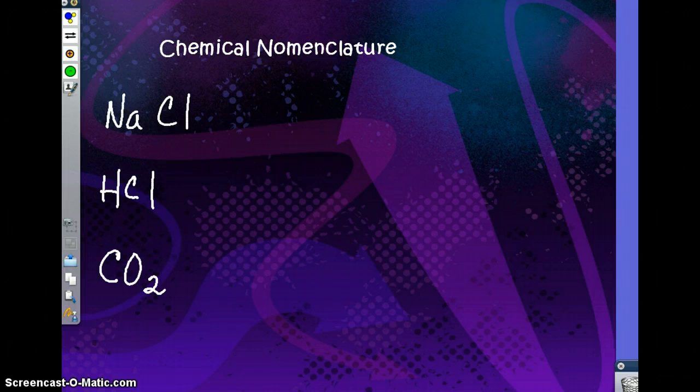Nomenclature is a set of rules used for naming compounds. And there are a lot of compounds that many people can look at the formula and already know the name just because we've seen it so many times in the course of our years going to school.